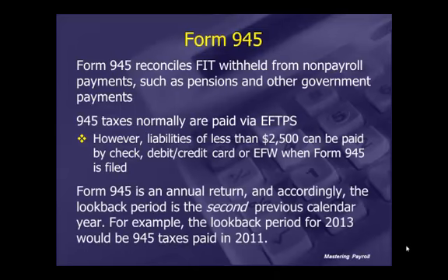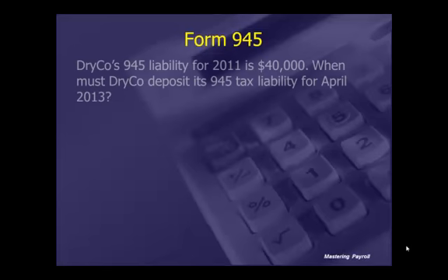This form is an annual return. It's filed once a year, and accordingly, the look-back period is the second previous calendar year. So the look-back period for 2013, you skip 12, and the look-back period is the calendar year 2011. Coming up, for 2014, the look-back period would be 2012.